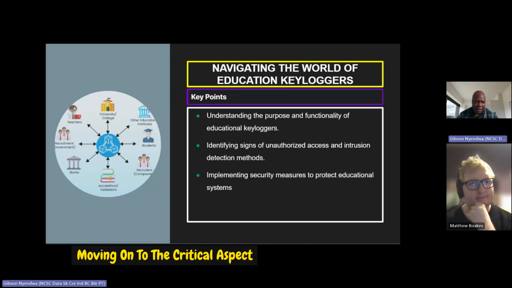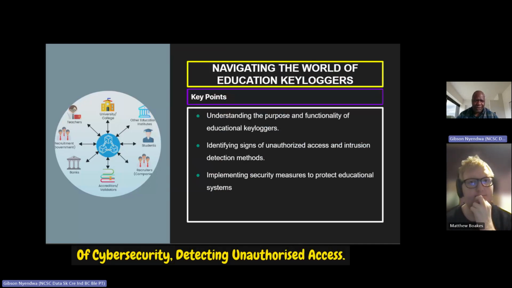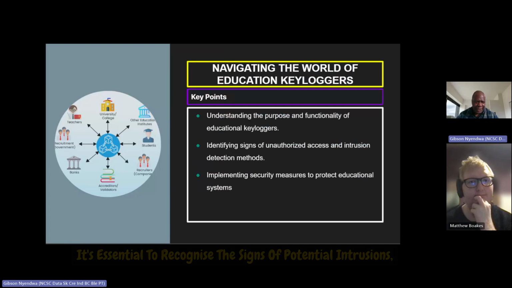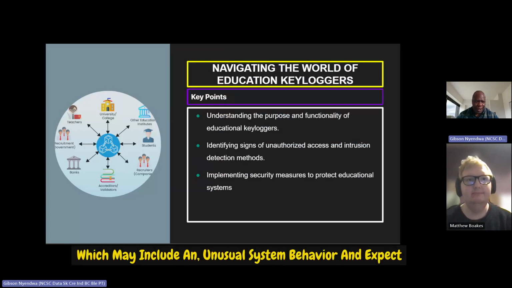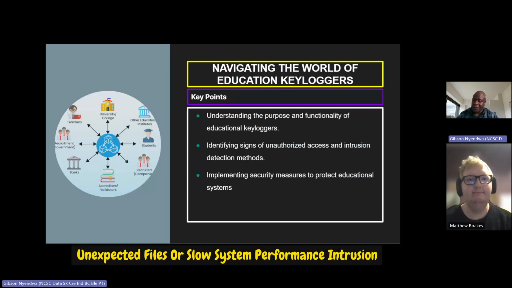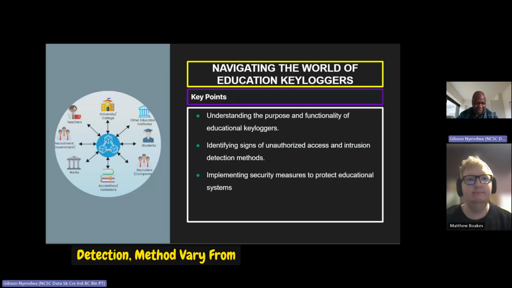Identifying signs of unauthorized access and intrusion detection methods. Moving on to the critical aspect of cybersecurity, detecting unauthorized access. It's essential to recognize the signs of potential intrusions, which may include unusual system behavior, unexpected files, or slow system performance. Intrusion detection methods vary from simple antivirus scans to more sophisticated methods.